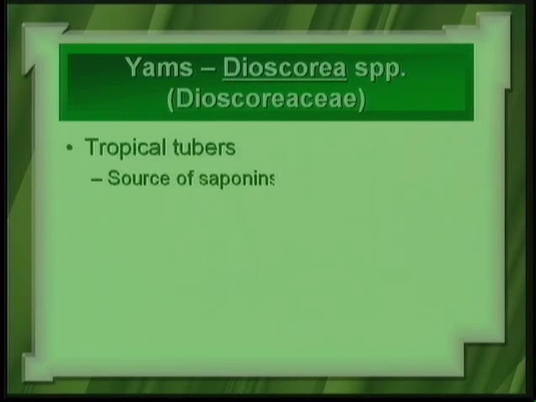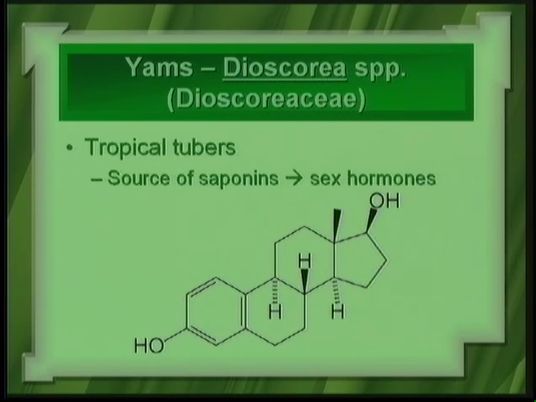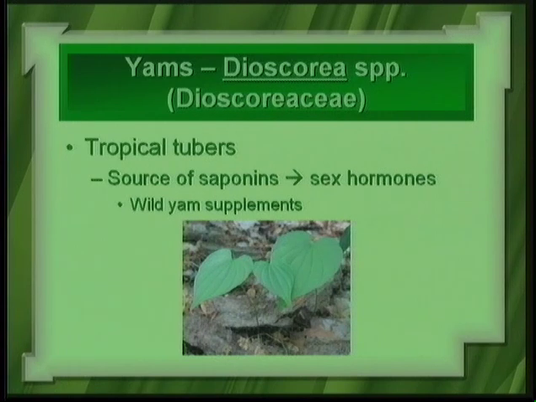Another thing is that it is a source of saponins. These are soapy sort of things that you can beat, and it's almost soapy. And these can be used to make sex hormones. Here's an image of estradiol. People have made wild yam supplements from this. And here you can see a better look at a yam leaf.